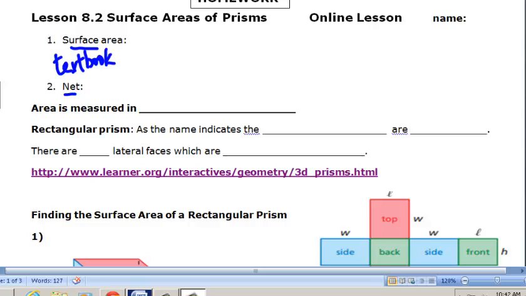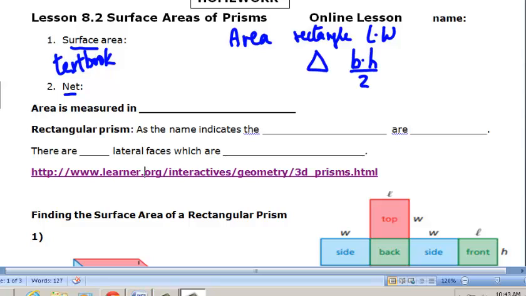Surface area just means the area of the total 3D object that you have in front of you. We all know how to figure out areas. The area of a rectangle is length times width. The area of a triangle is base times height divided by 2. The area of a parallelogram is also length times width, and we also did that for a trapezoid. Now all we are doing in a 3D figure is adding up the areas of all the faces. That's all there is to it.